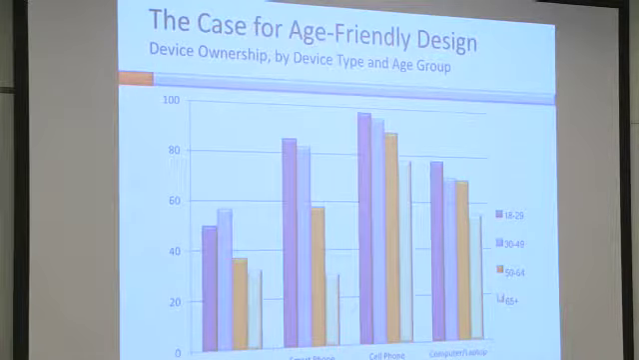Whereas if you look at smartphones, there's a big age difference. If you take out the flip phones and the old cell phones, and just look at smartphones, the older age groups have been slower to adopt those, but this bar is rapidly going up. It's going up every day.